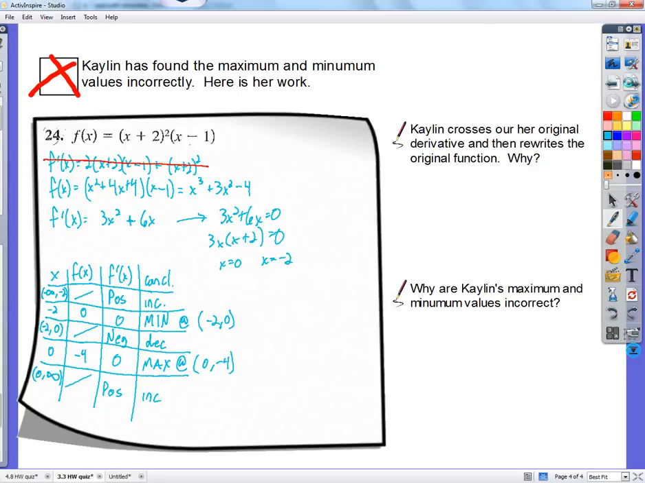So you can see that Kaylin has done some work here. Kaylin does this first, and Kaylin crosses out her original derivative, and then rewrites the original function y, and I guess it's kind of subjective as to why that is. You can answer what someone's motivation was, but why do you think?